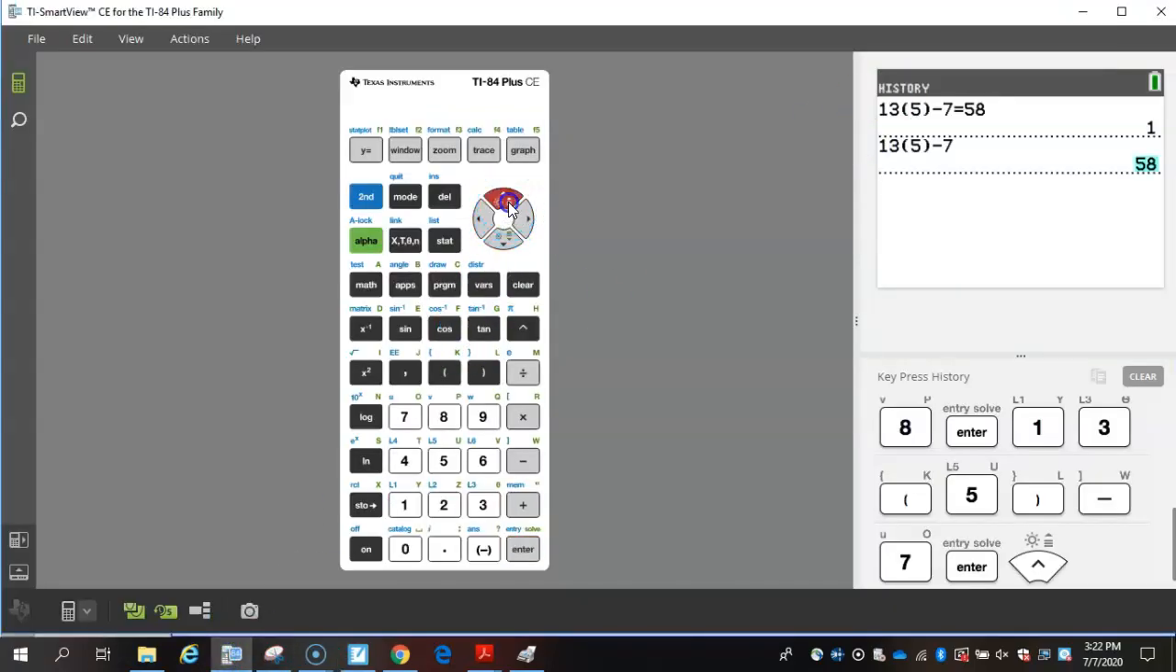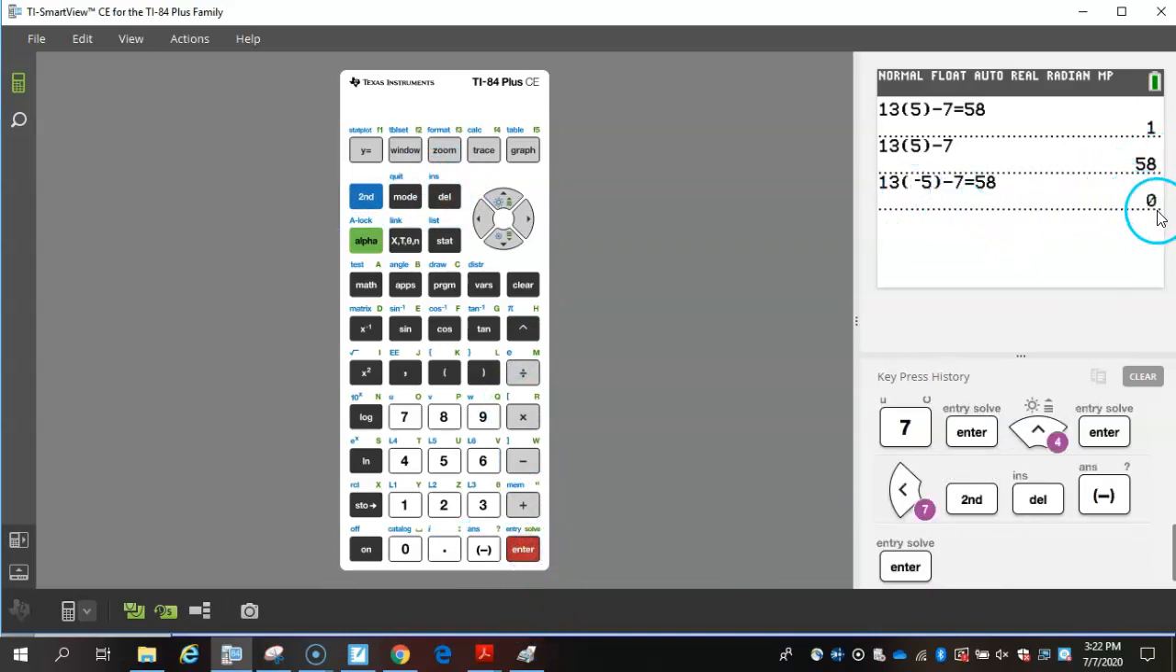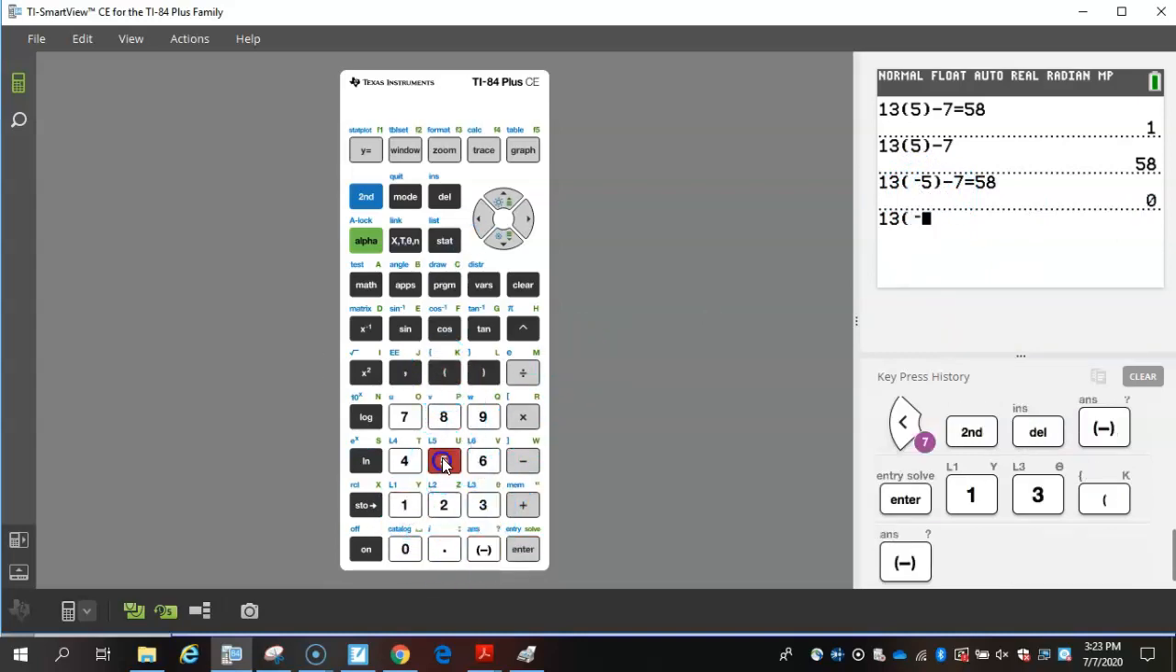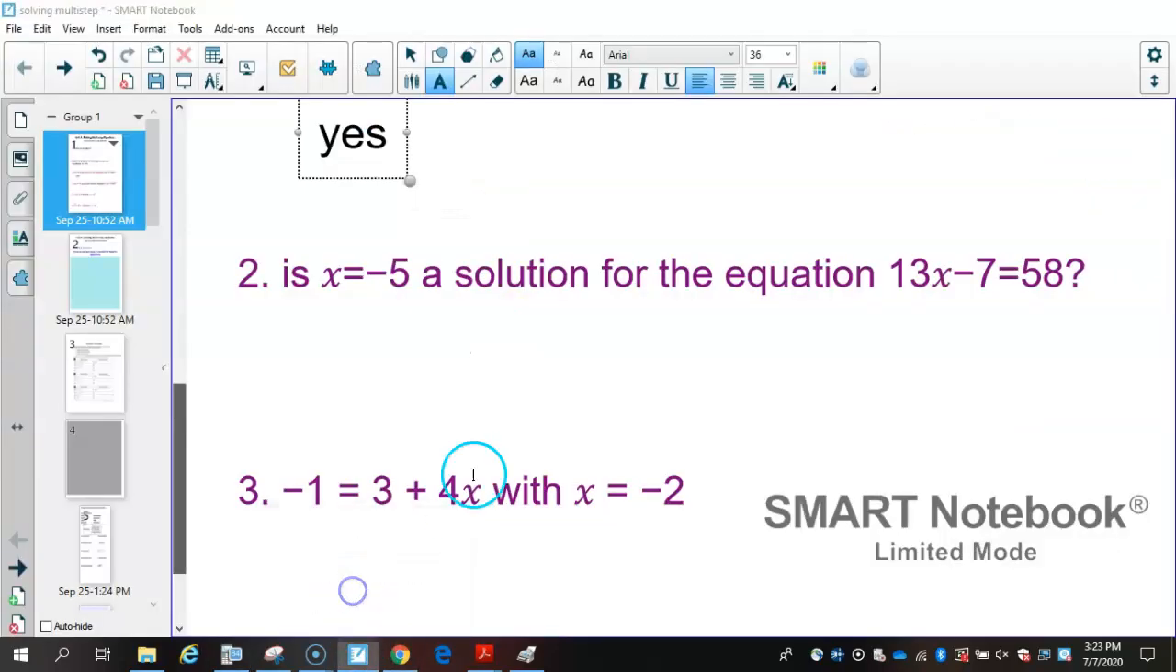I'm going to go back up and grab this equation, and change this to -5. I'm going to hit insert because I don't want spacing to mess up, and I'm going to put in my negative. Now this gave me a 0. It's saying this is wrong. We know that the negative made it wrong, but let's see what actually happens when I do 13 times -5 minus 7. We get -72, which is definitely not 58. So this is not a solution to this problem.